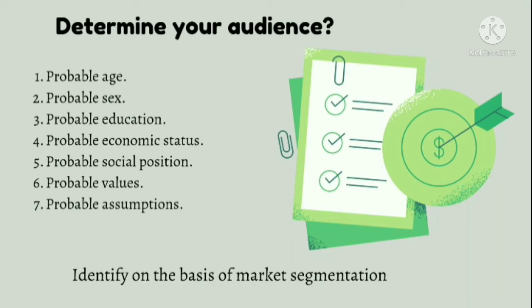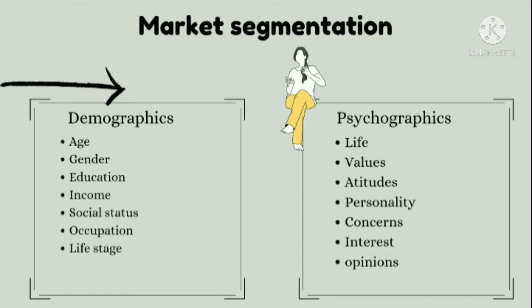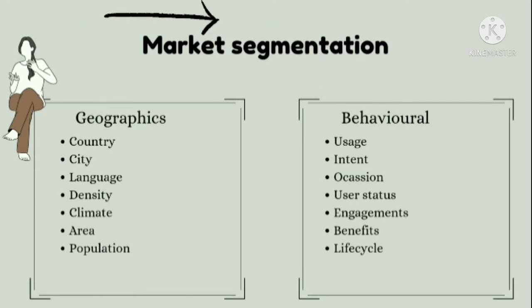On the basis of their age, sex, education, every detail of their lifestyle. Through market segmentation, you gain a better understanding of your customer needs and wants, like what kind of product they want. It breaks into four segmentations: demographic, psychographic, geographic, and behavioral. Demographic: income, education, age, gender, social occupation. In psychographic: life value, attitude, personality, concerns, interest, opinions. In geographic: country, city, language, population. Behavior: usage, intent, occasion, user status, engagement, benefits, life cycle.